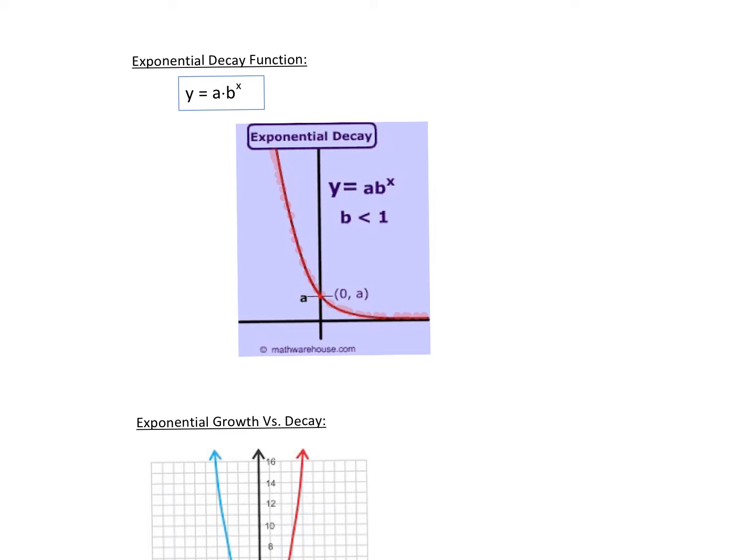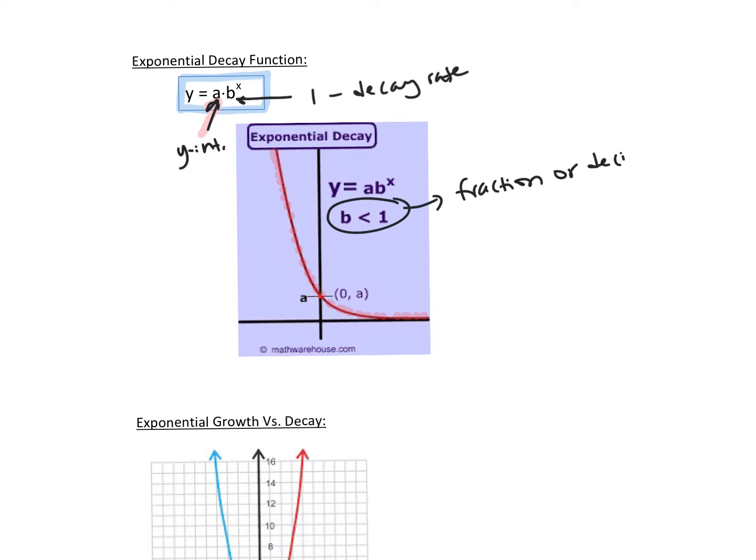We're looking at the same formula, y equals a times b to the x power. A still represents the y-intercept. Let me switch over to pen. A is still the y-intercept, and b is now 1 minus the decay rate. We'll talk more about that as we move forward in future lessons. But basically, your b value is now going to be a number less than 1 because you're subtracting from 1. So it'll be either a fraction or a decimal that is greater than 0 but less than 1.